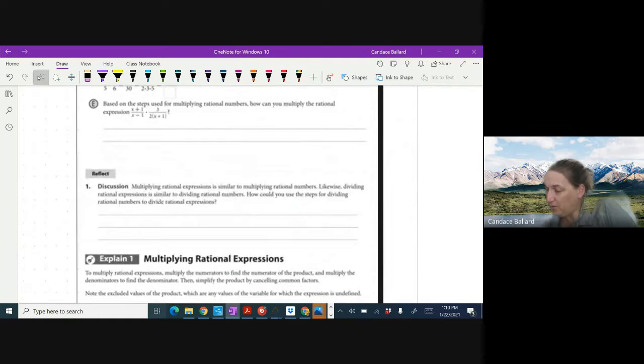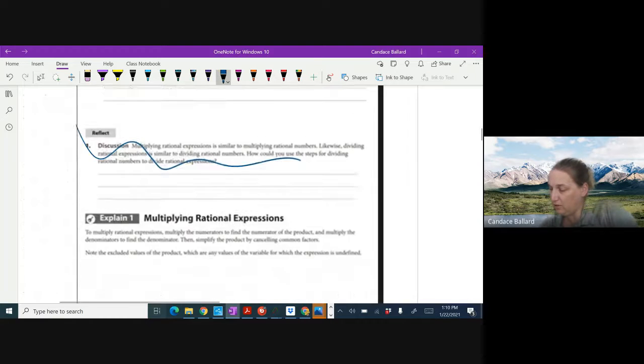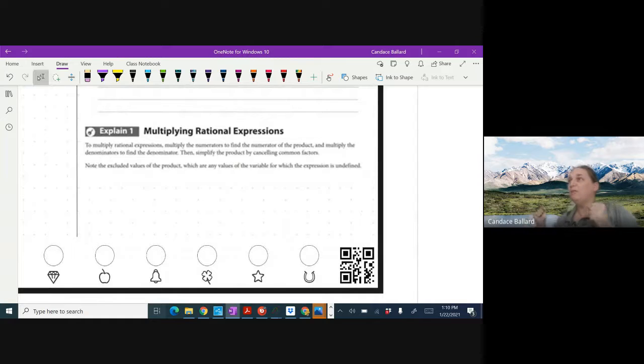The best part about this is, though, how could you use the steps? I'm not going to worry about it. So we're not going to use the reflect. You can cross it out. So the best part about this is we get to cross some stuff out. Who needs to feel better today? We need to cross some stuff out to make us feel good. It's oddly therapeutic.